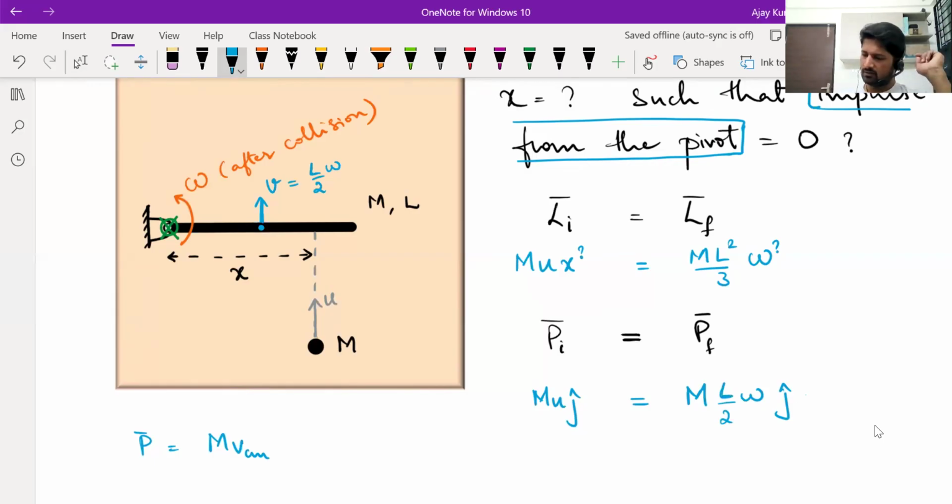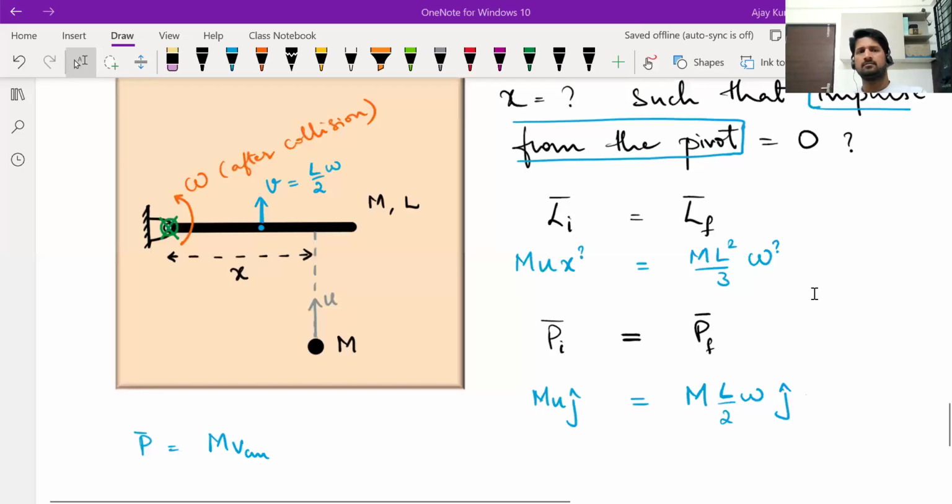Now what you will do, you will take omega from the second equation and put it in the first equation and get the distance x. Solve this quickly, all of you. Right. From the second equation, omega is 2u by L. Substitute it there. You get x as 2L by 3. Correct.